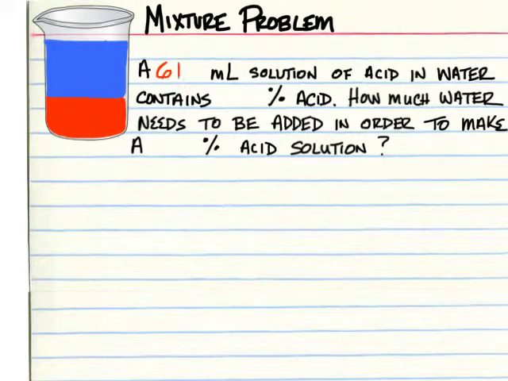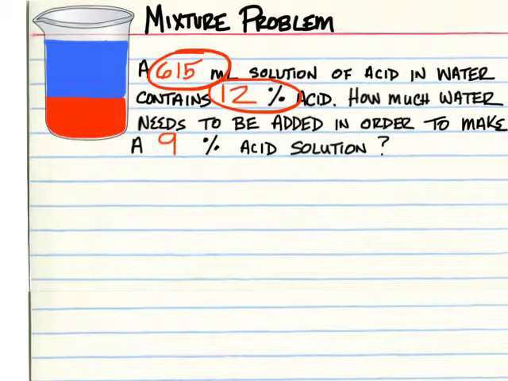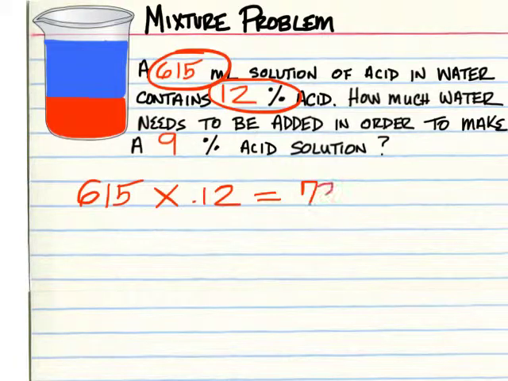Practice number 2. A 615 milliliter solution of acid in water contains 12% acid. How much water needs to be added in order to make a 9% acid solution? The solution for the practice problem: we have to figure out 12% of 615 to find out how many milliliters of acid we have. So 615 times 0.12. Do that in your calculator and come back with an answer of 73.8.